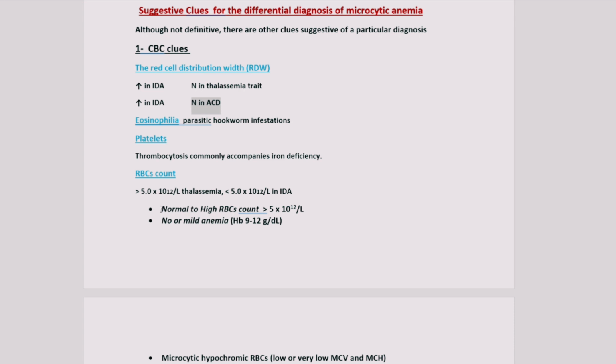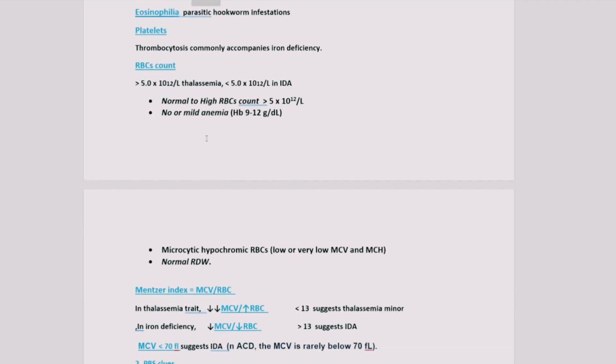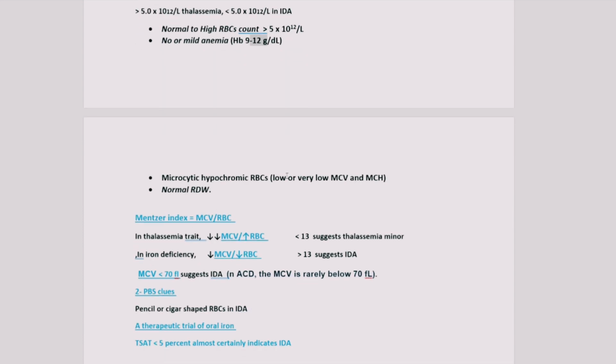RBC count can differentiate thalassemia trait from iron deficiency anemia. In thalassemia, it's high. In iron deficiency anemia, it's low. This is a classic picture of thalassemia trait. Normal to high RBC count, more than 5 million. No or mild anemia. Low or very low MCV and MCH, normal RDW.